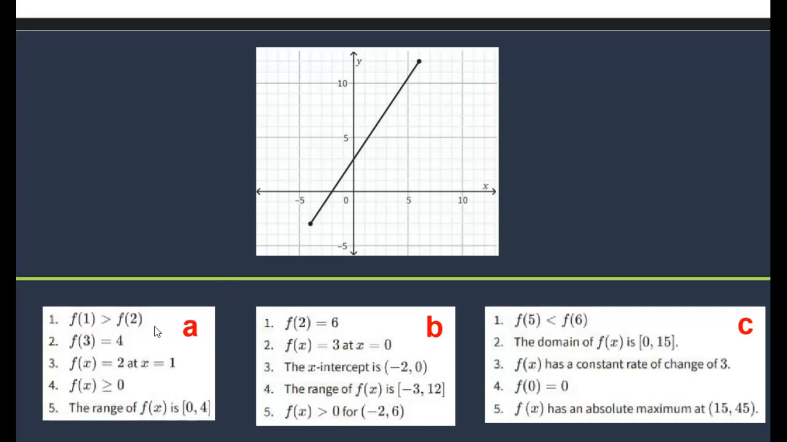So let's look at A first and see if these match. f of 1 is greater than f of 2. Remember, alligator eats the bigger one, so this should be bigger, f of 1.